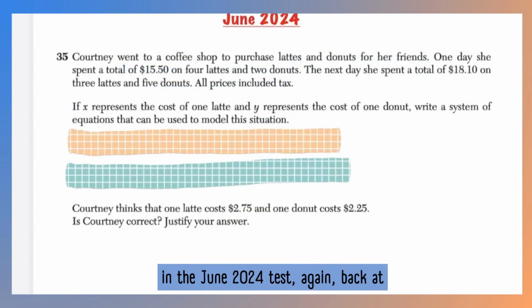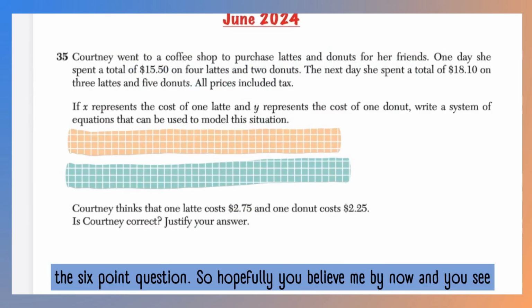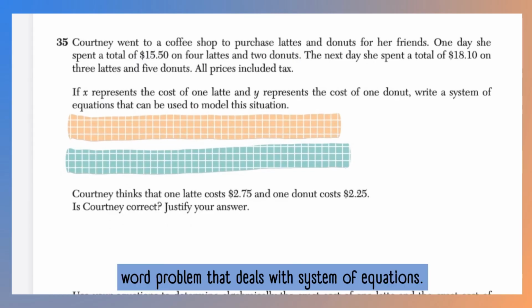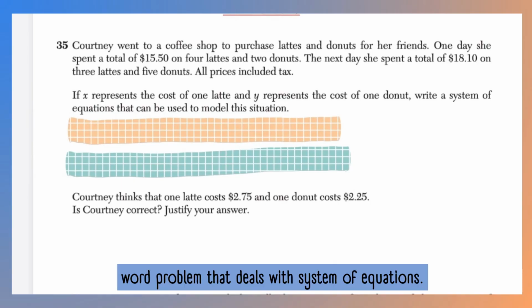Now we're in the June 2024 test. Again, back at the 6-point question. So hopefully you believe me by now and you see that the 6-point questions all look very similar. It's another word problem that deals with system of equations.